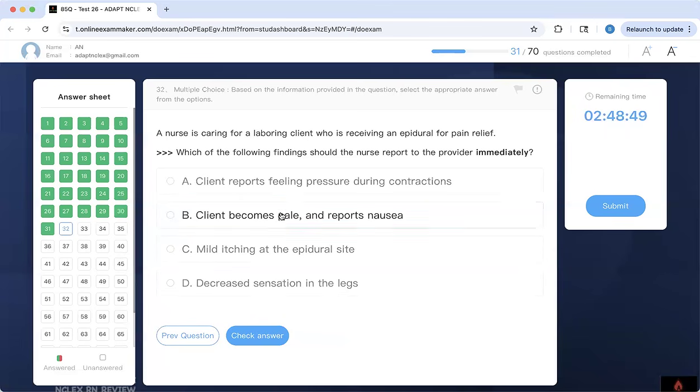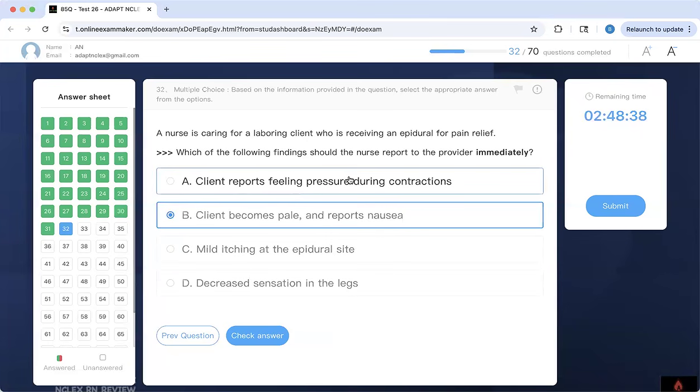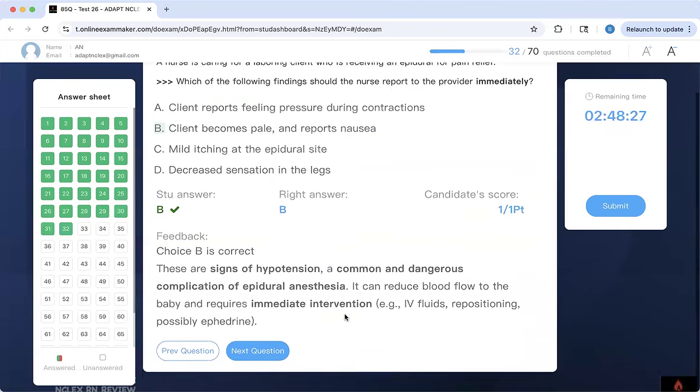I can tell you, epidural causes hypotension. If I put hypotension there, you pick it. But I put pale and reports nausea. That's shock. Pressure during contraction is okay. Itching at the site is okay. Sensation decreasing in your leg is okay because it numbs your leg. But if you become pale and report nausea, that is hypotension.